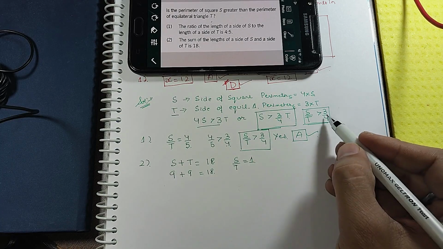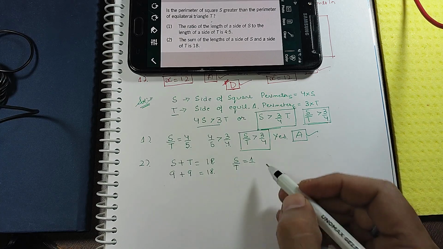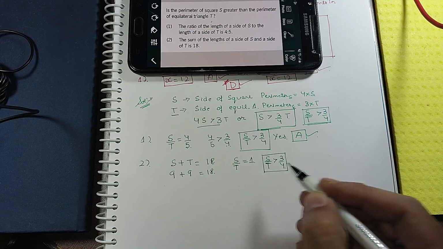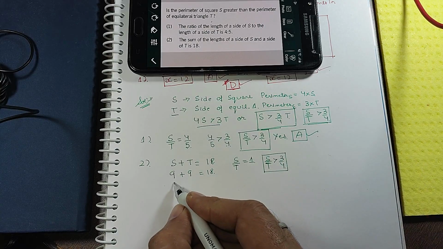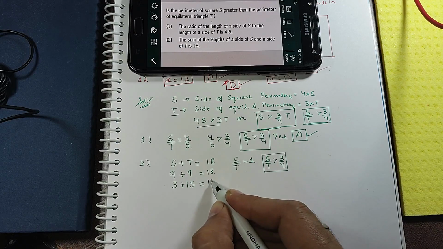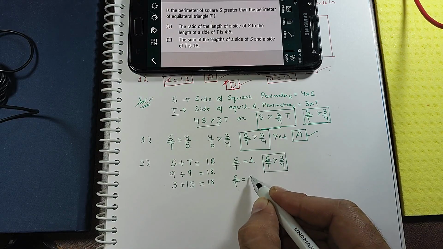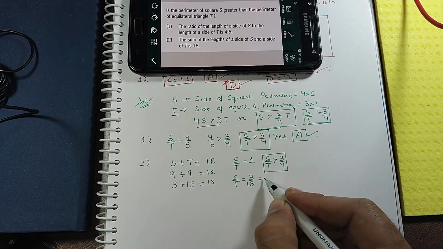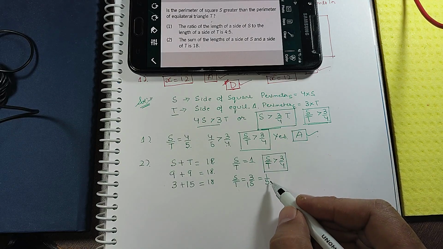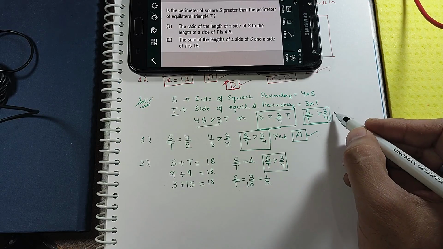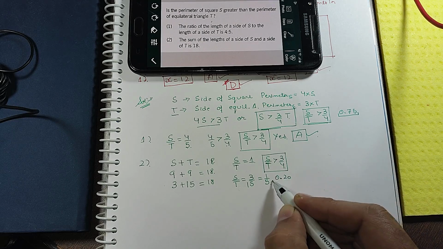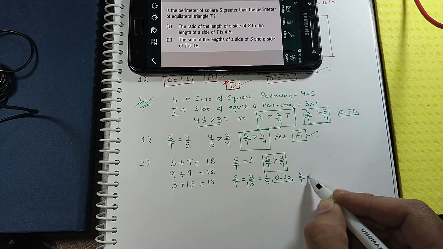And in this case, 1 is greater than 3 by 4, so I can easily say that S by T is greater than 3 by 4. Right? But if I take the value of S to be, let us suppose, 3 and T to be 15, this also adds up to 18. And now in this case S by T is equal to 3 by 15, which is equal to 1 by 5. Right? So now 3 by 4 is basically 0.75, and 1 by 5 is 0.20. So in this case I can say that S by T is less than 3 by 4.